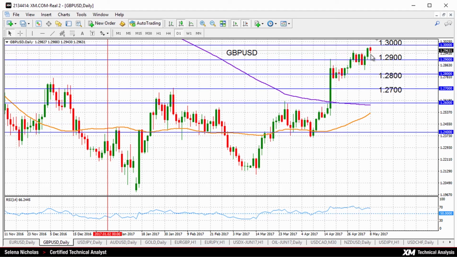We're seeing some consolidation just below 1.30 and around 1.29. And if we look at the RSI, it's moving just along the 70 level, so quite close to overbought levels. So this would suggest some consolidation in the near term.